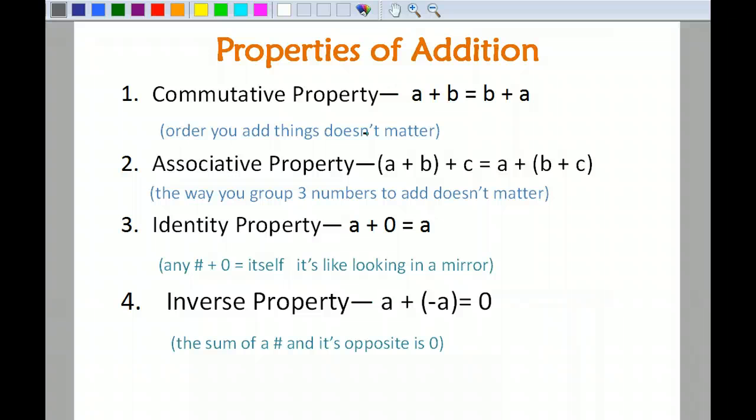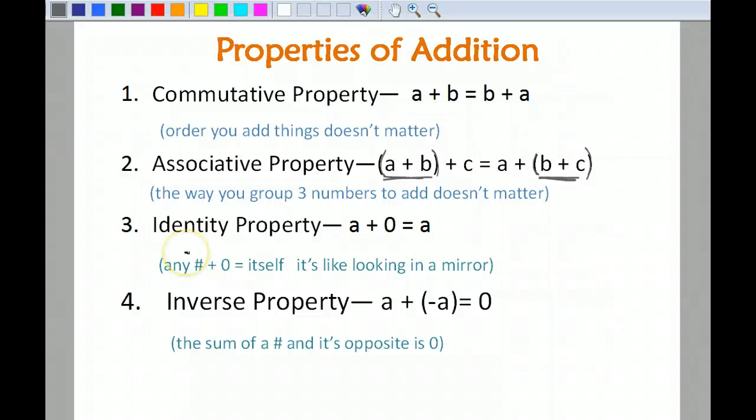Now let's look at the associative property. I think about this as about who you associate with. So when I have A plus B in parentheses plus C is the same thing as A plus B plus C in parentheses. So I look at these parentheses, to me, kind of say who you're associating with. In this first one, A and B are associating together. In this other one, B and C are associating together. So the way you group 3 numbers to add them does not matter.